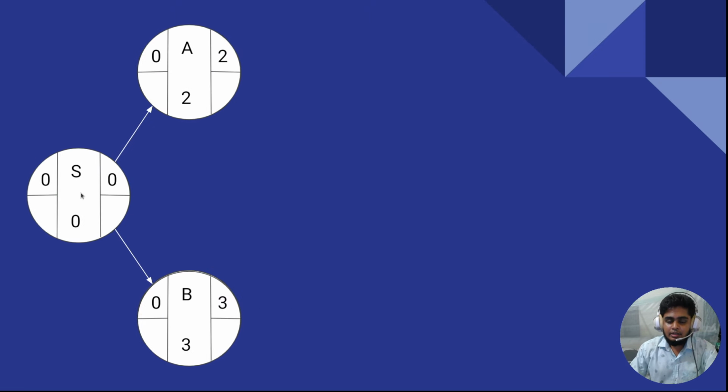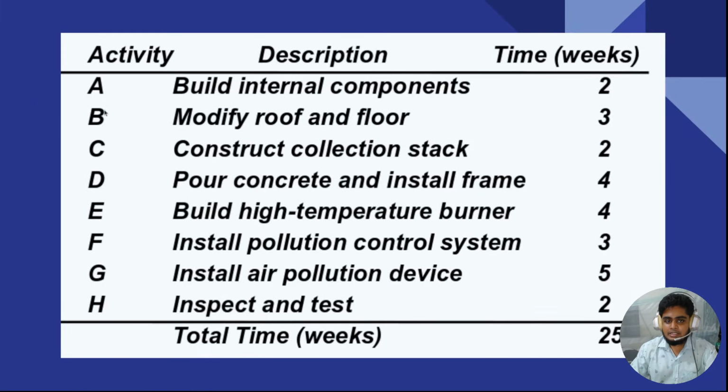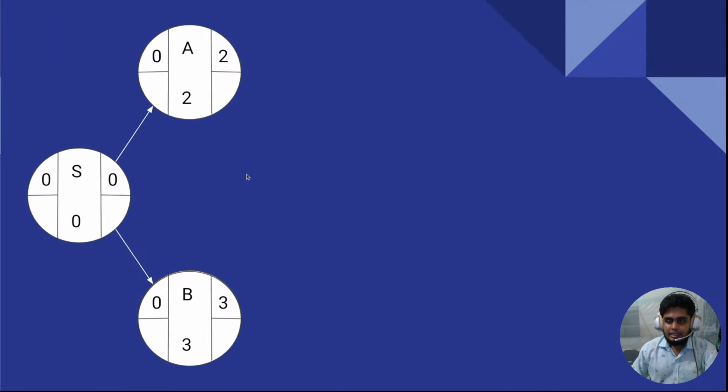After that, create a direction from S to A and B. Sorry, I should say activity, not node: A activity and B activity, and this is the starting node. The time required for activity A is 2 weeks and for activity B is 3 weeks. So A activity is 2 weeks and B activity is 3 weeks.